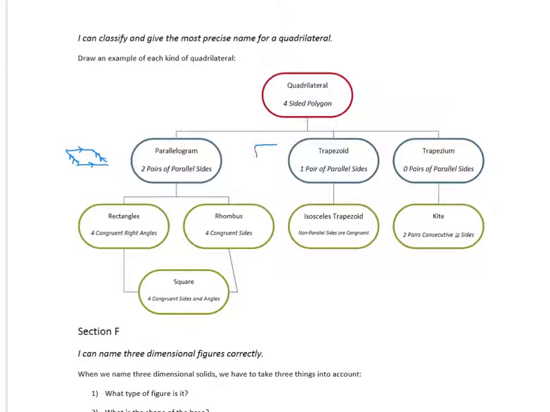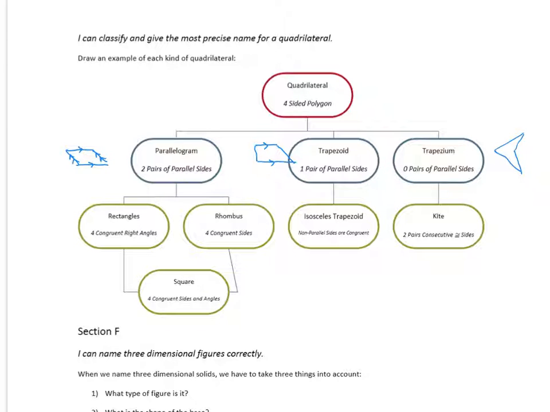A trapezoid has 1 pair of parallel sides. So I'm going to make a right trapezoid just because you guys always see the isosceles version, and I'd love to show you the other one. 1 pair of parallel sides. And a trapezium is just a funky looking shape in general. It has no parallel sides. So I'm going to draw that. No parallel sides. Now each of these then have further subcategories.